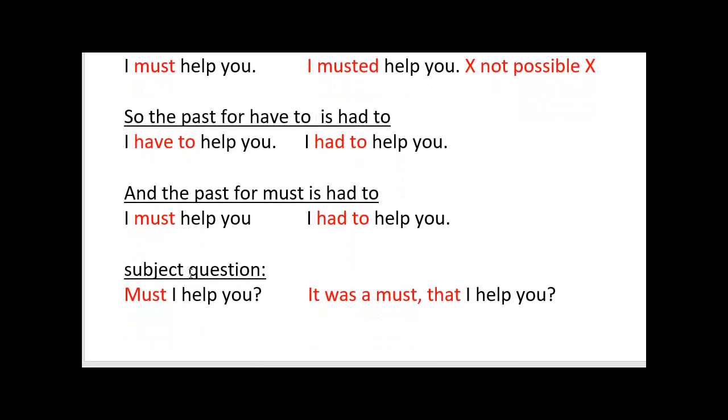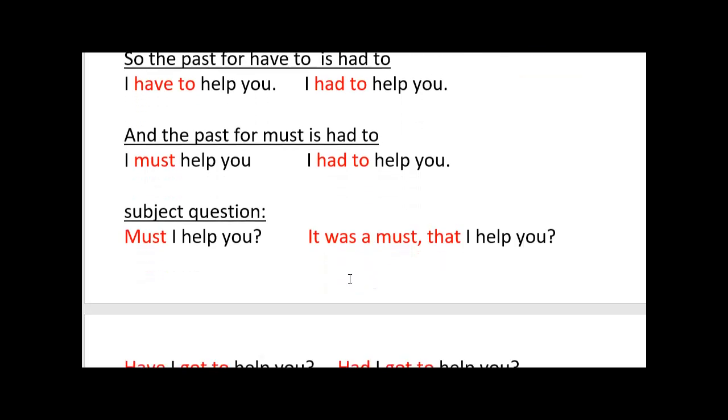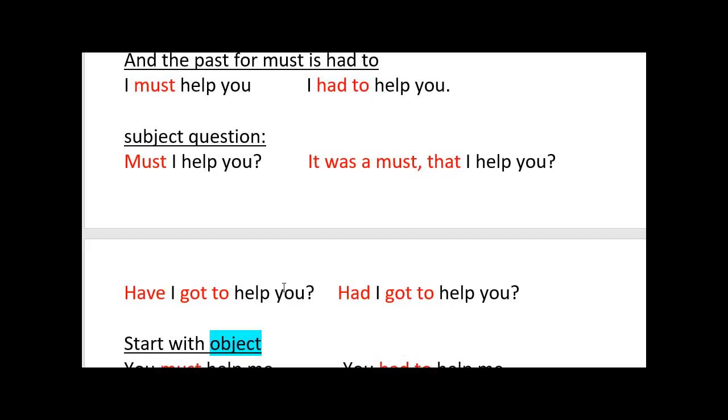All right. If we're making a question, so, must I help you? Must I help you? If we're making a question out of this in the past, we can say it was a must that I help you. Here, because we used was, as a helper with must, in order to have must in the past. So it was a must that I help you, because we're talking about the past. You got that?